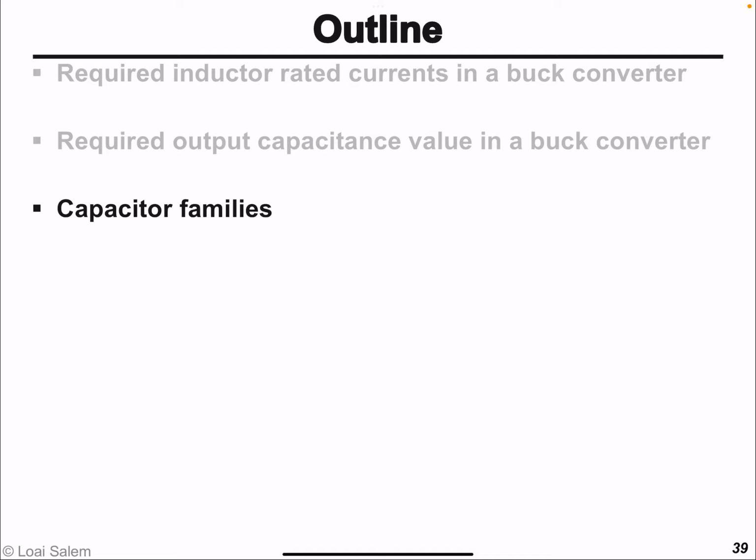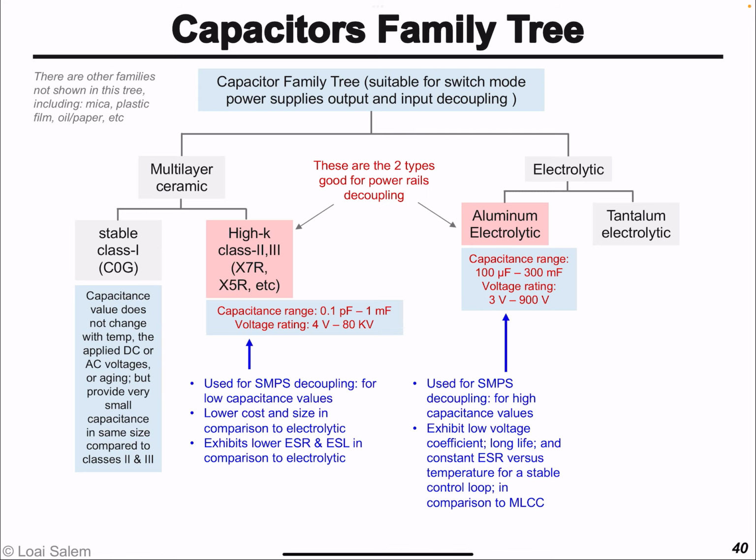Now to capacitor families, available capacitor families, and which families to use for a buck converter. Here I'm showing two basic families. I didn't include other capacitors like mica, oil and paper, plastic, film capacitor. Basically, I just focus on two types: multi-layer ceramic capacitors and electrolytic capacitors.